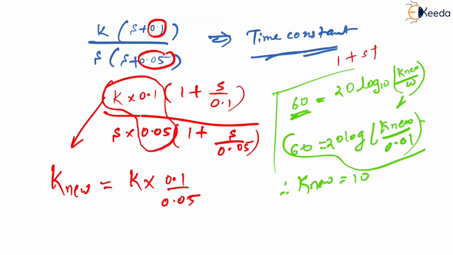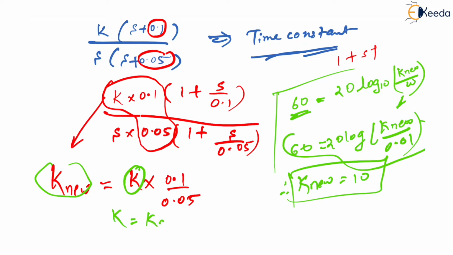If you solve this, you will get the value of K_nif to be equal to 10. Now what will I do? I want K, right? Which means what is K? From this formula, K will be K_nif into 0.05 upon 0.1. Is that correct? So how much is K now? K_nif is 10 into 0.05 upon 0.1, is equal to how much?